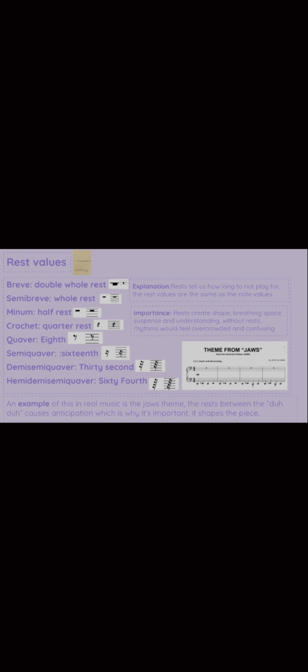An example of this in real music is the Jaws theme, the rest between the doo-doo. It causes anticipation, which is why it's important, and it creates shape in the piece. So, for example, the da-dun, da-dun, da-dun. You can hear how the rests slowly become less and less. So there are less and less pauses. They become quicker.